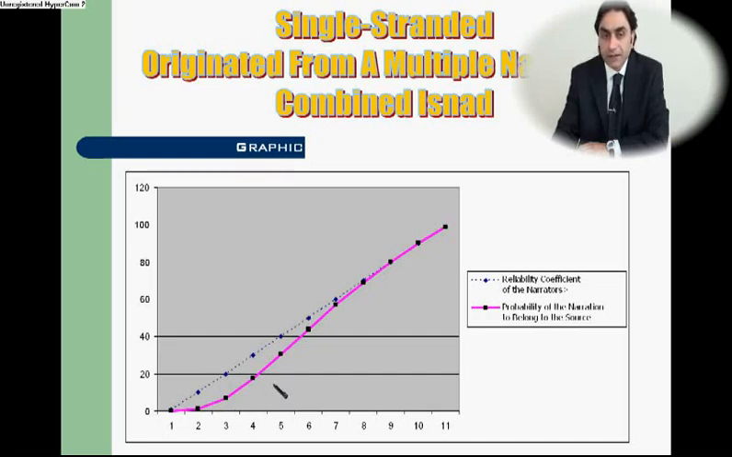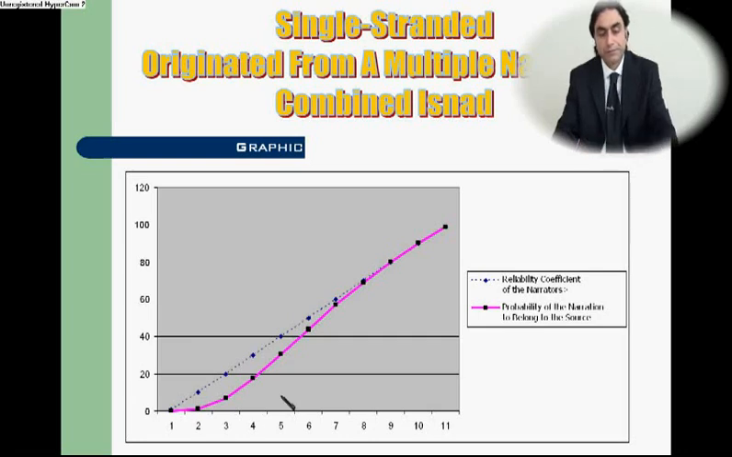In the graphics illustrating single-stranded isnads, the point that attracts attention is the fact that the curve indicating the probability that the narration belongs to the source to which it is attributed continuously extends below the straight line indicating the reliability coefficient of narrators and follows a parabolic path, in particular in cases where the reliability coefficients are low.